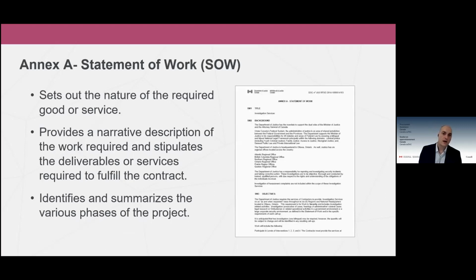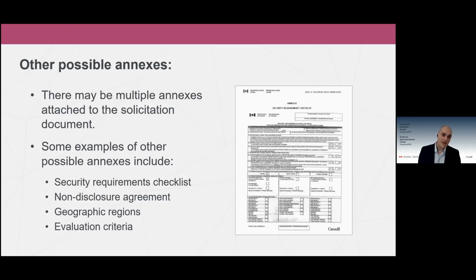Statement of work, again, more specification on the nature of what is required, whether it's goods or services. It summarizes what the project is, the background of the project, and what its objective is, just the reasoning behind why we came up with that project or that purchase. Other possible annexes: security, we see that quite a lot, geographic region, evaluation criteria. Other annexes could be added.